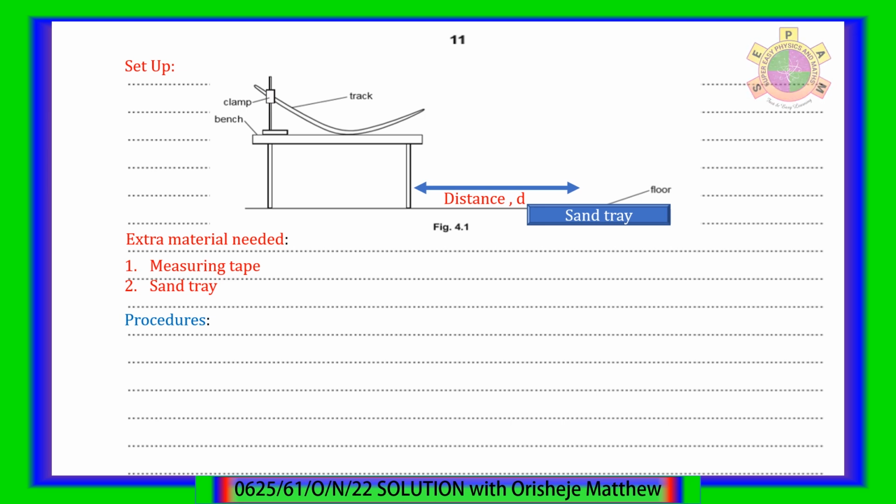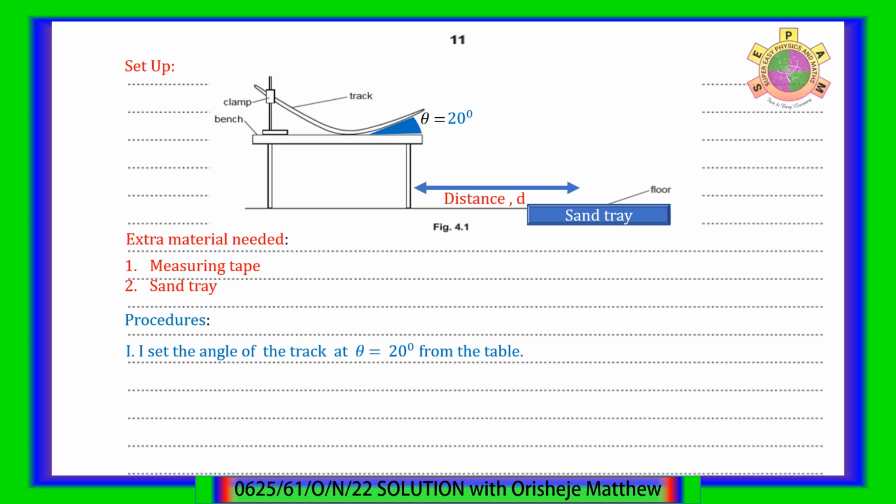So what are the extra materials I need? Measuring tape, I need the sand tray. So this is the sand tray here, blue. So let's see. The first thing, what is the procedure? The procedure here: I will set this angle here to 20 degrees using a protractor.